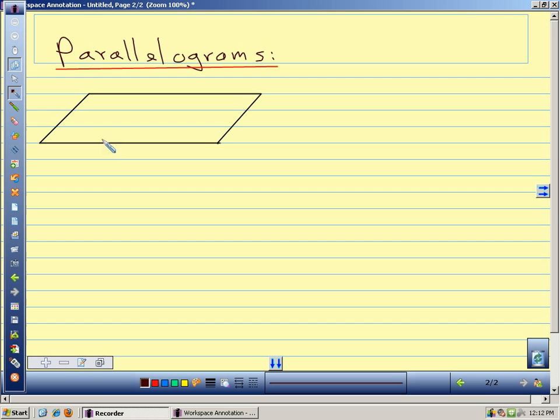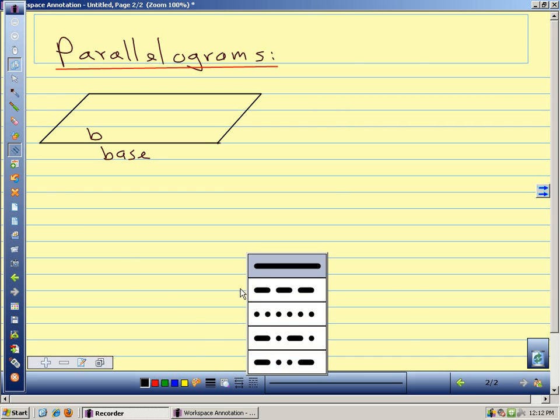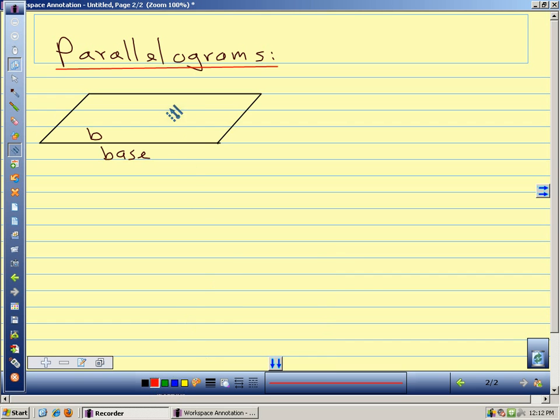And we're going to call this side the base, and I'll label it B. Any side can be the base. Doesn't matter which side we choose to be the base. And I'm going to put in my altitude, like we did for the triangle. I'm going to put it in here.